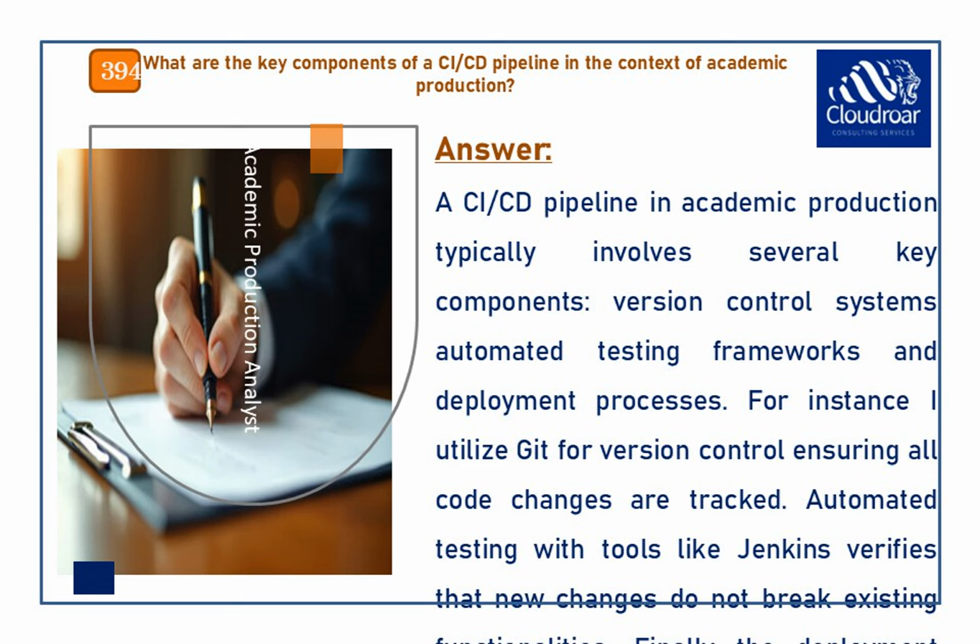Automated testing with tools like Jenkins verifies that new changes do not break existing functionalities. Finally, the deployment phase leverages cloud services like AWS to push updates seamlessly. This approach minimizes downtime, enhances collaboration among teams, and fosters a culture of continuous improvement, ultimately improving the efficiency of academic delivery systems.